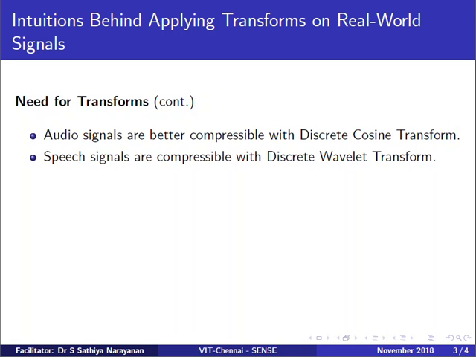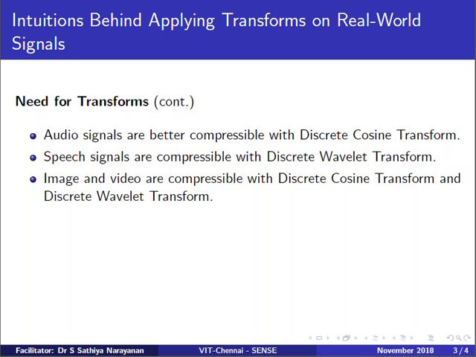Similarly, speech signals are compressible with discrete wavelet transform. A speech signal, like an audio signal, is not compressible by itself. Therefore we need to subject it to a discrete wavelet transform to obtain a compressible version. Now consider image and video. They are compressible with DCT and also the DWT.